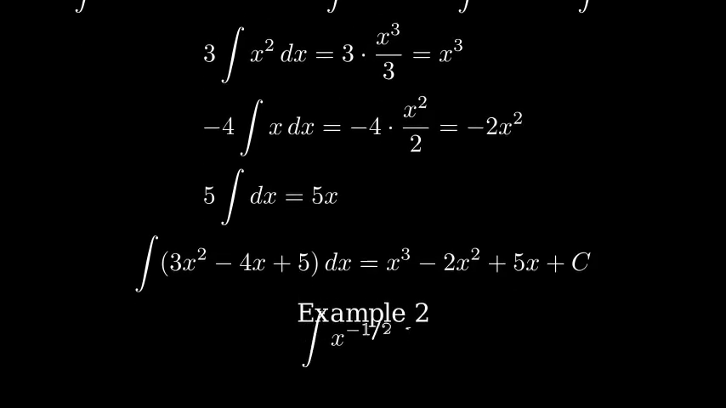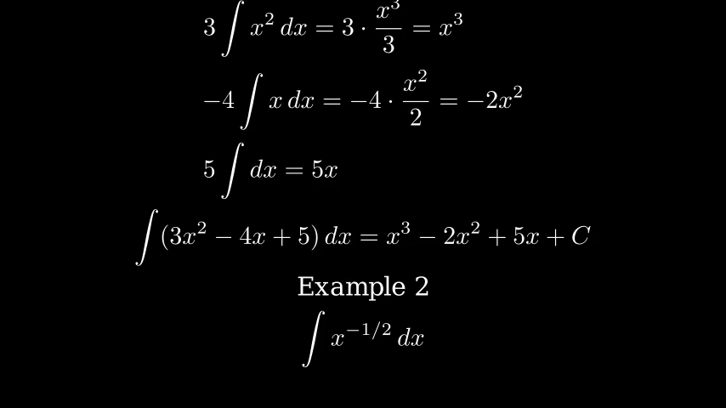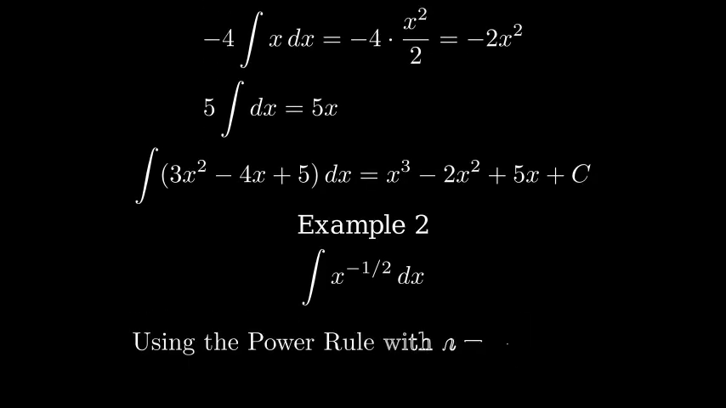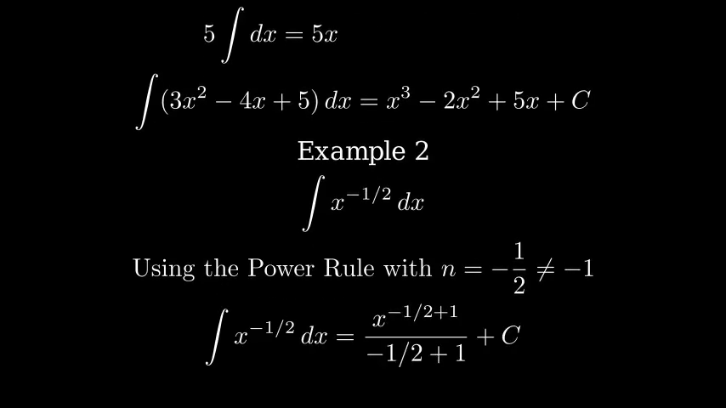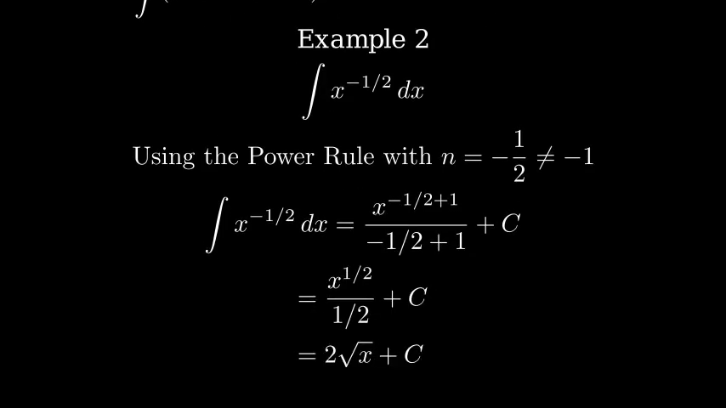Example 2. Find the integral of x raised to the power of negative 1/2 dx. Step 1. We'll use the power rule. Here, n equals negative 1/2, which is not equal to negative 1, so the power rule applies. Step 2. Using the power rule formula, we get the integral of x to the negative 1/2 dx equals x to the power of negative 1/2 plus 1 divided by negative 1/2 plus 1, plus c. Step 3. Simplifying, this equals x to the power of 1/2 divided by 1/2 plus c, which equals 2 times the square root of x plus c.